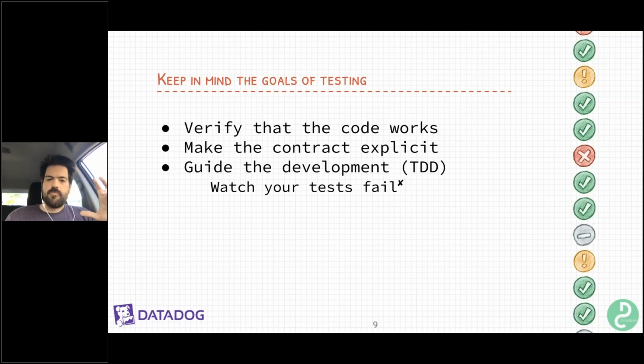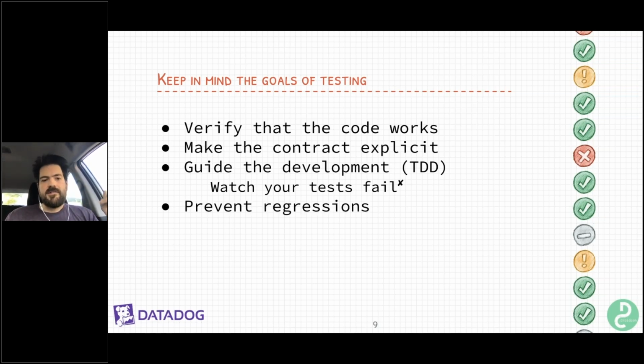If you can remember just one thing about TDD, it's that you want to watch your test fail. If you never see your test fail, you can't be sure that it's going to fail when you need it. That is, it's going to fail when there's going to be a bug. So watching your test fail is one of the most important parts of TDD. And again, we're going to come back to that a bit later.